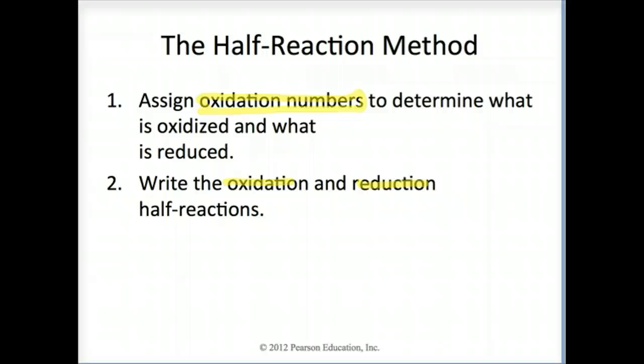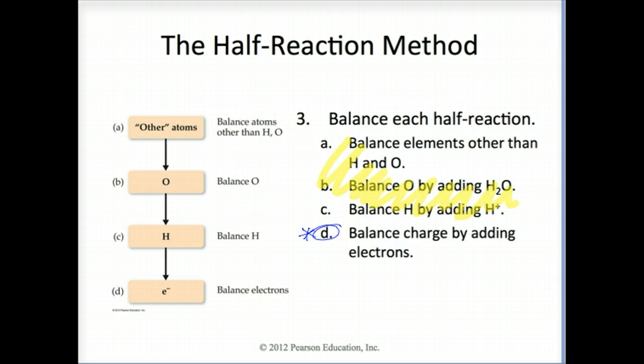Now, the method I'm going to show you and the method the book shows you, these two steps are what they have in common. We assign oxidation numbers and we determine what's oxidized and what's reduced. Now, the big thing that changes is the book has you do all of this with the half reactions. I don't. We do only this and this when they're half reactions.